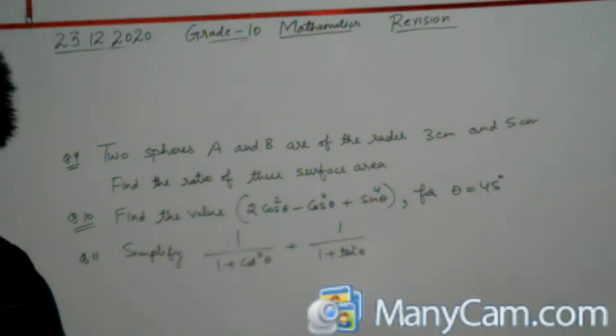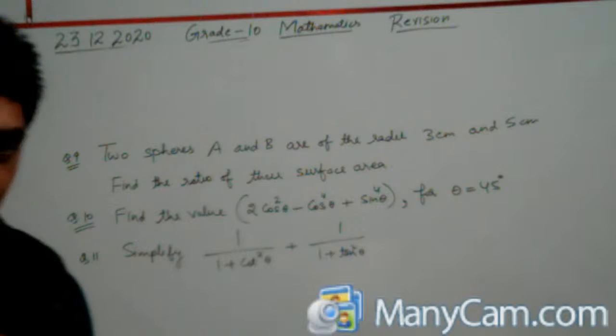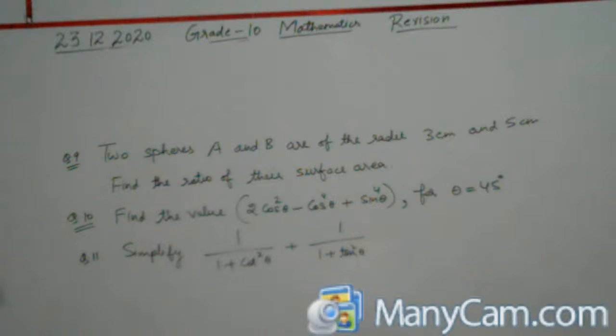One more question we have. A copper wire bent in the form of a square encloses an area of 121 square centimeter. If the same wire is rebent in the form of a circle, what will be its area?